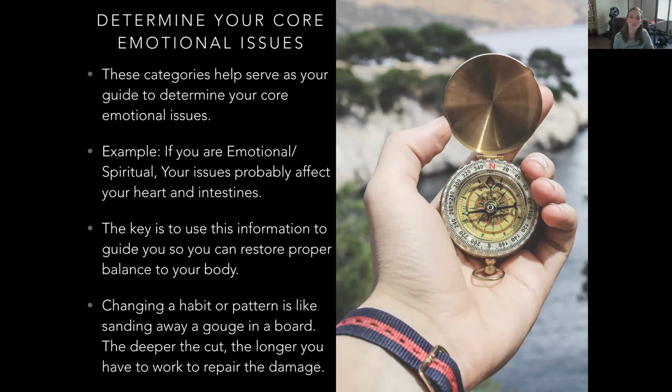So the key is to use this information to guide you so that you can restore proper balance to the body. Just because something doesn't fall into your key emotional traits or your dominant body traits doesn't mean you can't have an issue in another area. It just means for those buried things that you haven't wanted to deal with, or you've stuffed down, this can help to see, based on your body type, where you should start looking first.